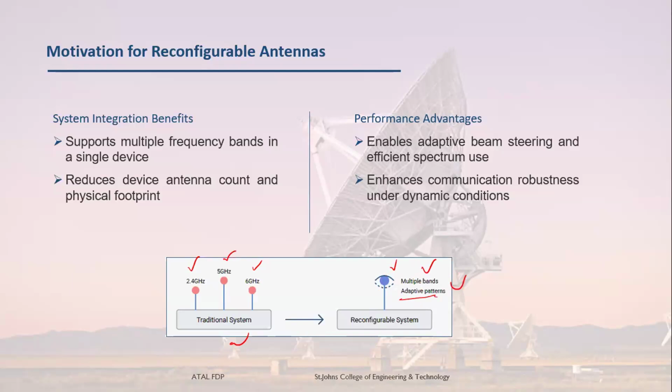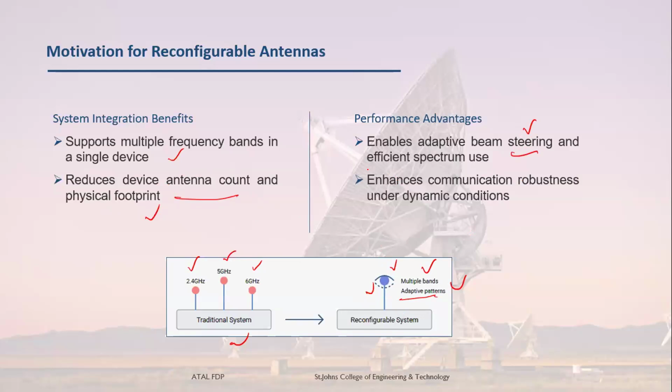So that is the motivation behind going for reconfigurable antennas, so that the number of antennas on the system can be reduced. The main idea is that instead of going for 3 antennas or 4 antennas, a single antenna can do this work. That is the ultimate idea of the reconfigurable antenna. So it supports multiple frequency bands in a single device and reduces the number of antennas on the system, and also the physical footprint. Because I have only one antenna, obviously the space meant for keeping the antennas is reduced. Obviously it also helps us with beam steering.